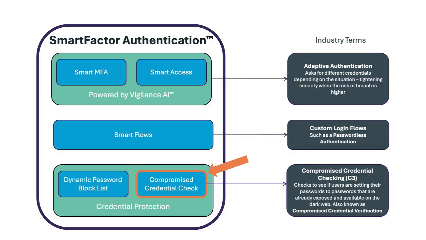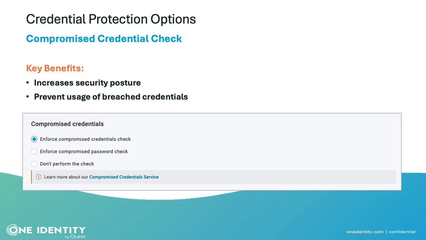attributes. Additionally, the compromised credential check feature allows organizations to prevent users from setting their passwords to passwords that are already exposed from a previous data breach and available on the dark web. When a user creates a new account or changes their account password, the compromised credential check feature compares their new username and password against a dynamic and continuously updated database of credentials that have been breached and posted on the dark web, and then prevents them from using any of these credentials identified as compromised.